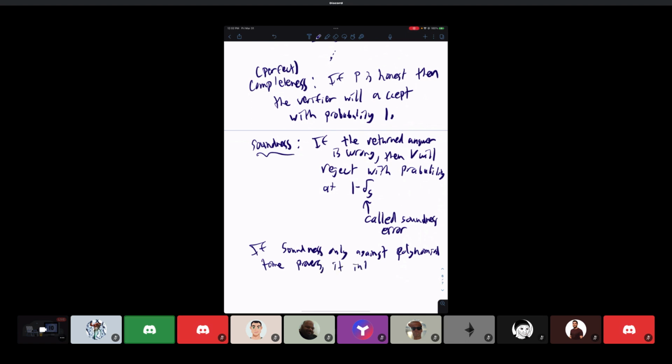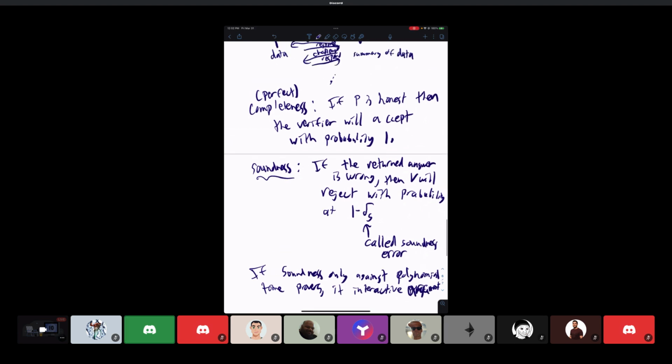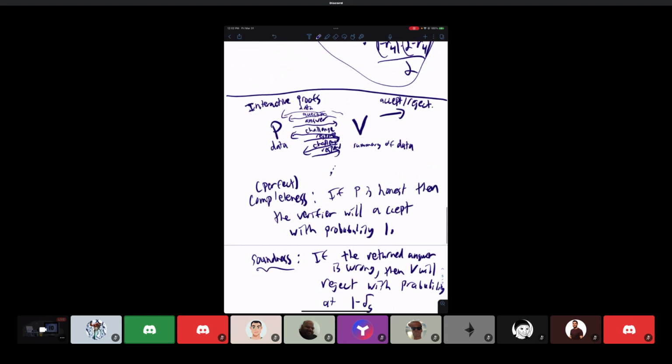It's not an interactive proof. It's called an interactive argument. So the idea is basically interactive proofs. It is an interactive argument. Interactive proofs don't use cryptography. They are secure, even if the prover works in an unbounded amount of time trying to compute convincing responses.